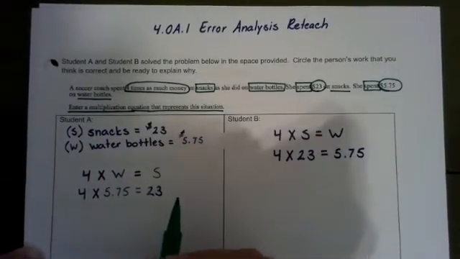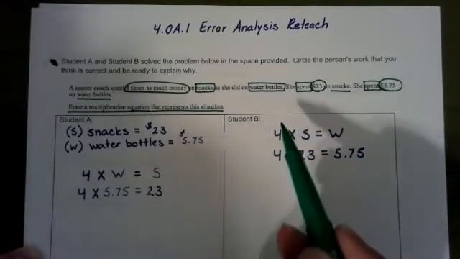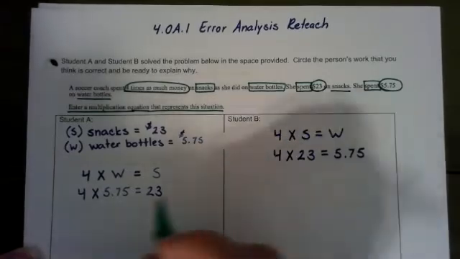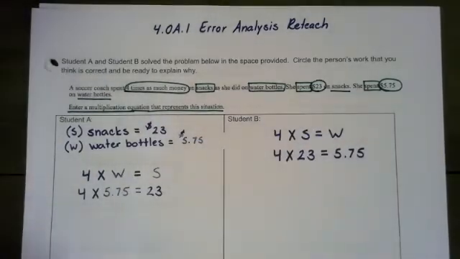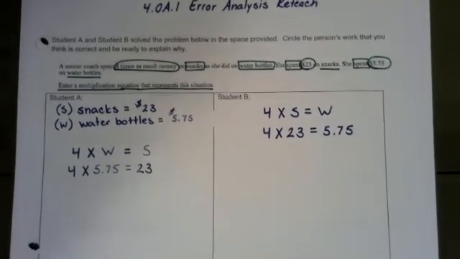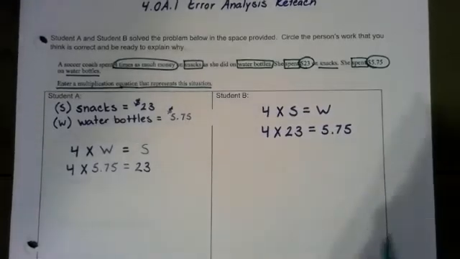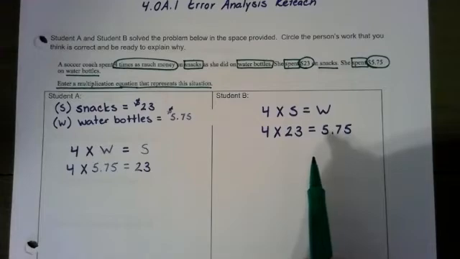Again, this is a multiplicative compare problem. Let's look at the work of student A and the work of student B. Which one do you agree with, student A or student B? If you agreed with student A, you're correct. Let's see what student B did that got them off track. Student B was incorrect because they did not correctly identify the multiplicative comparison.